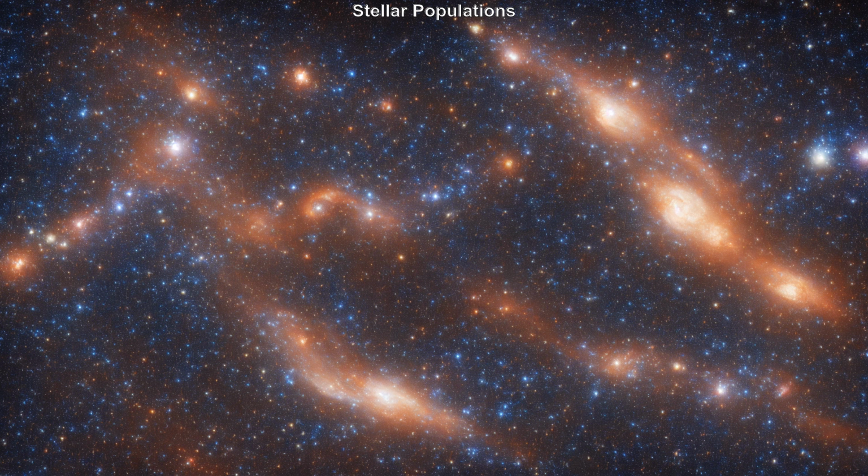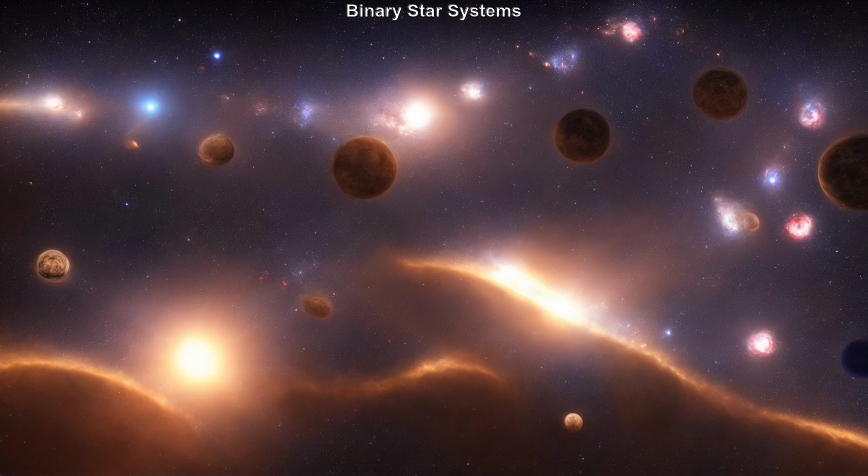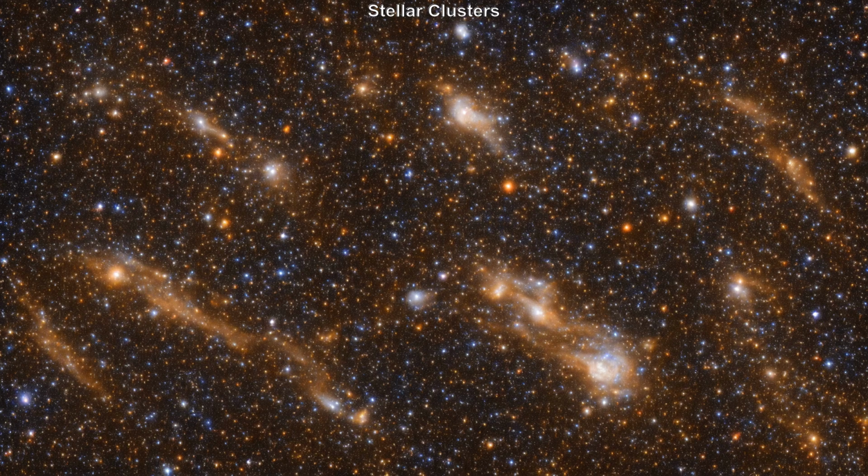Stars are classified into populations based on their age and metallicity, the abundance of elements heavier than hydrogen and helium. Population I stars are younger and metal-rich, while Population II stars are older and metal-poor. Many stars exist in binary or multiple star systems orbiting a common center of mass. These systems can influence stellar evolution and lead to interesting phenomena like eclipses and mass transfer.